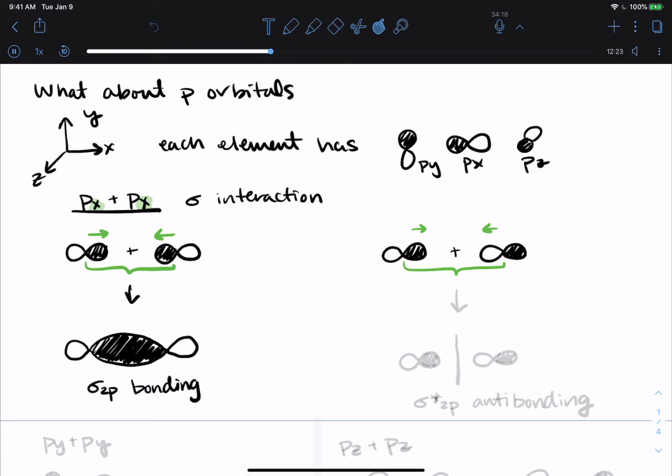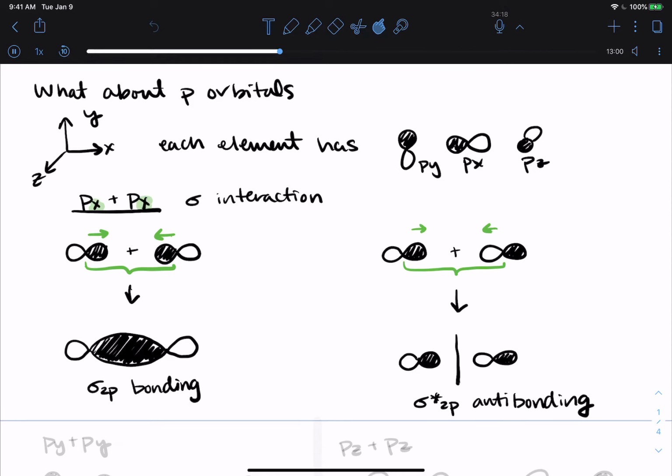All right, when we do this out of phase, the interaction is between the shaded lobe and the unshaded lobe. That's a destructive interference. It's going to give me a node in the middle, and my orbital on this side shaded this way, my orbital on the right shaded this way. So this is a sigma star 2p anti-bonding MO.